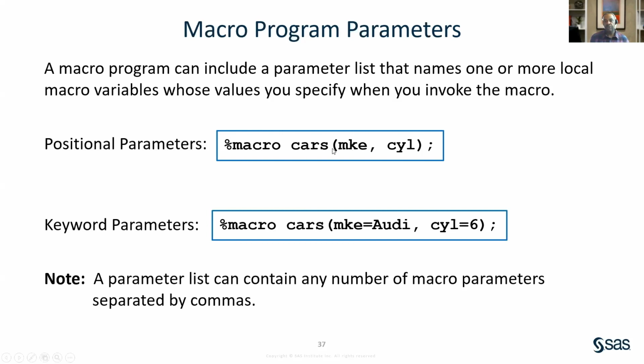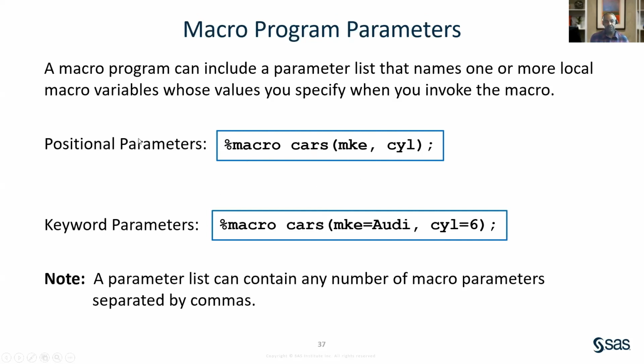So when you do a macro definition like this, when you eventually call it, you have to be cognizant of the fact of the position. So whichever value you put first goes here, second value goes here. If you put them in reverse order, you will get the incorrect value going to these respective parameters.